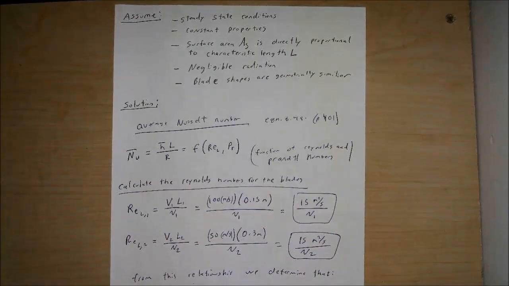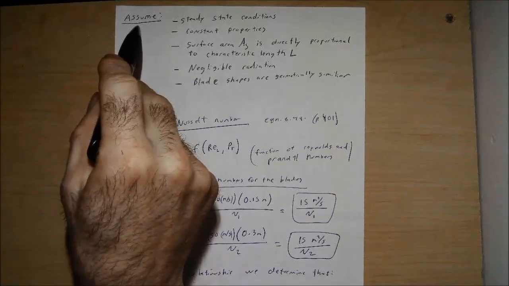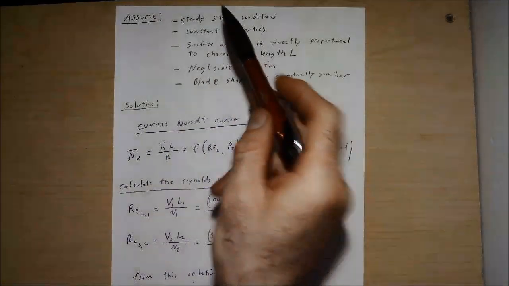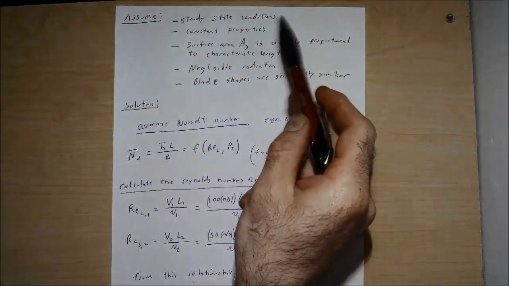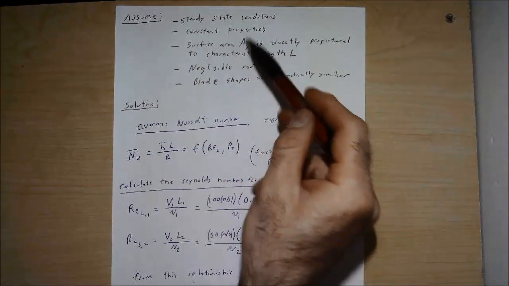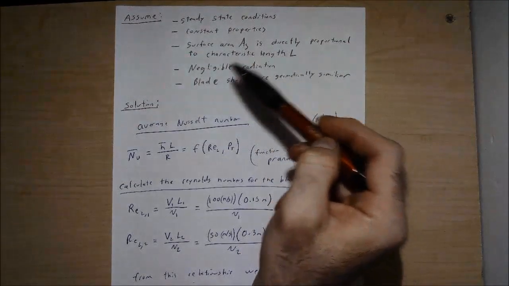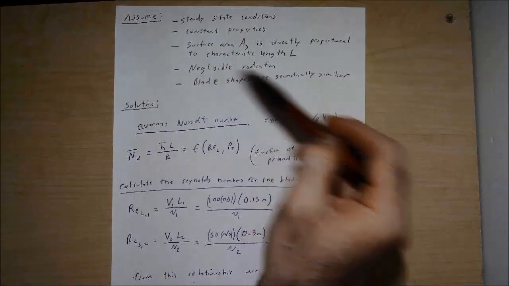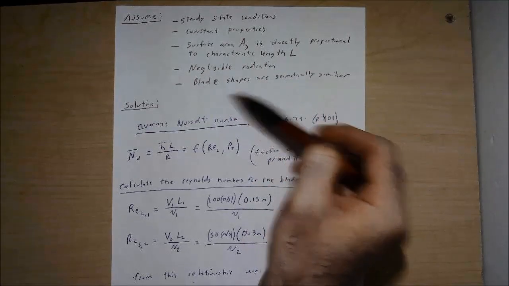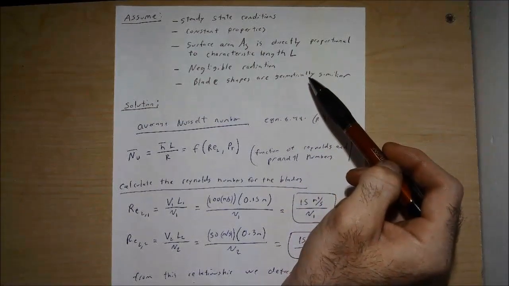Now that we've had a chance to write out all of our variable names and figure out what they're asking us to solve for in the problem for case 1 and case 2, we next want to create all of our assumptions. The first assumption is that we're dealing with steady state conditions. We're also going to assume constant properties, and that the surface area A sub S is directly proportional to the characteristic length L. We're going to assume negligible radiation, so we're not dealing with any radiation terms here. We're also going to assume that the blade shapes are geometrically similar, even though their lengths and sizes are different.